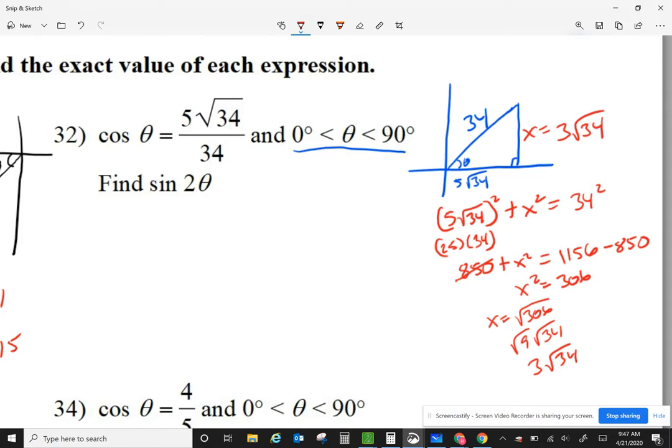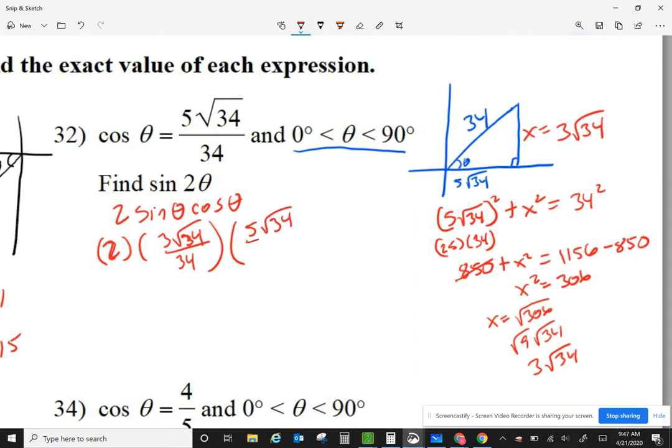Okay, for sine of 2 theta, I'm going to use the formula 2 times sine of theta times cosine of theta. So I have 2. Sine of theta, I know it's opposite over hypotenuse, so 3 radical 34 over 34. Cosine is 5 radical 34 over 34.